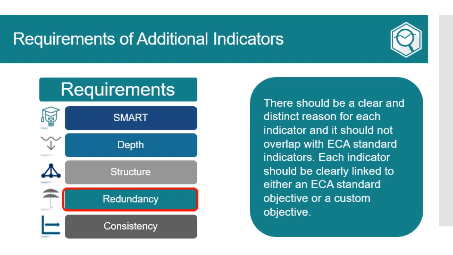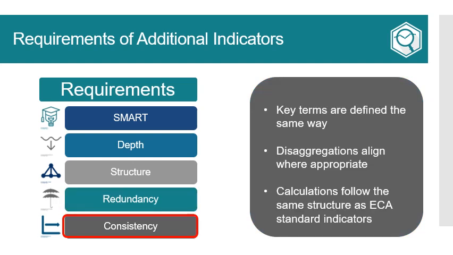Indicators should avoid redundancy. There should be a clear reason for an indicator, and it should not overlap or try to replace an ECA standard indicator. Indicators should be clearly linked to an objective and make sense for measuring that objective. Speaking of objectives, it may be obvious, but any custom objectives should also not overlap with ECA standard objectives. And last but not least, any custom indicators should have consistency with the ECA standard indicators.